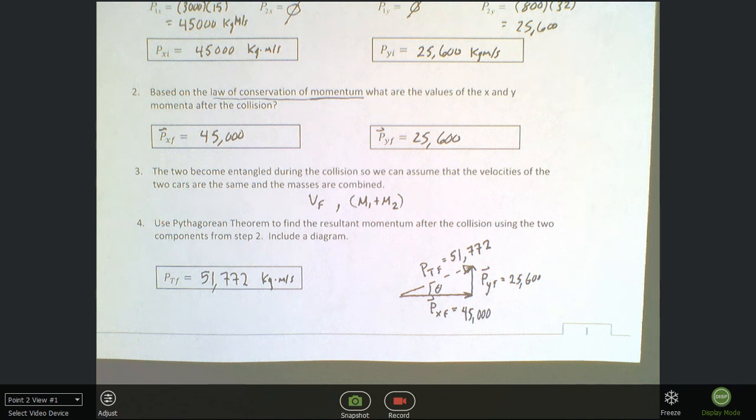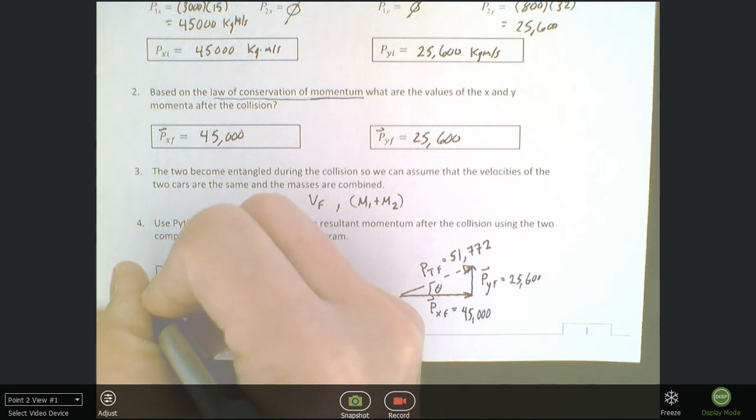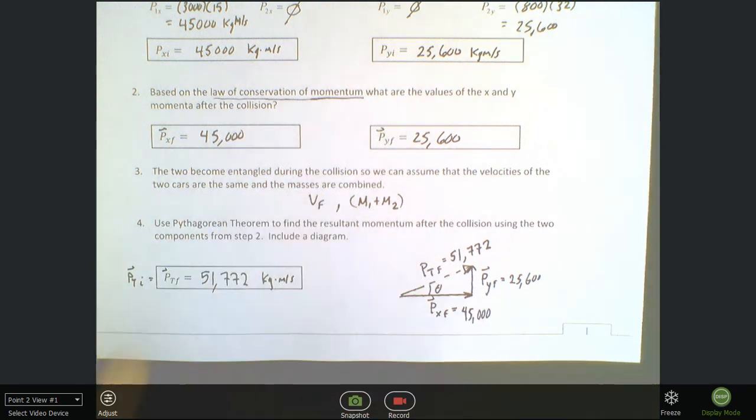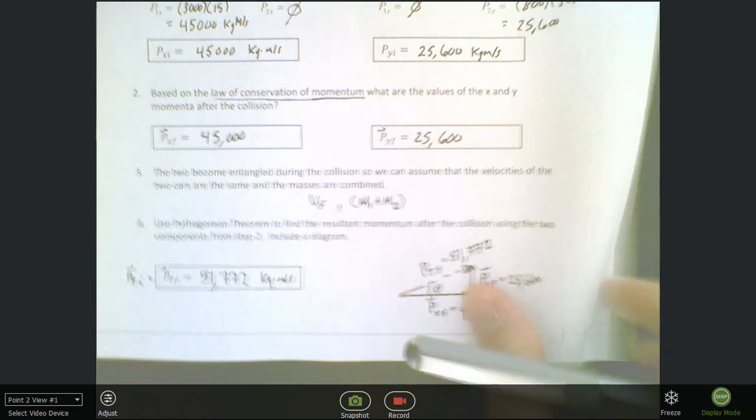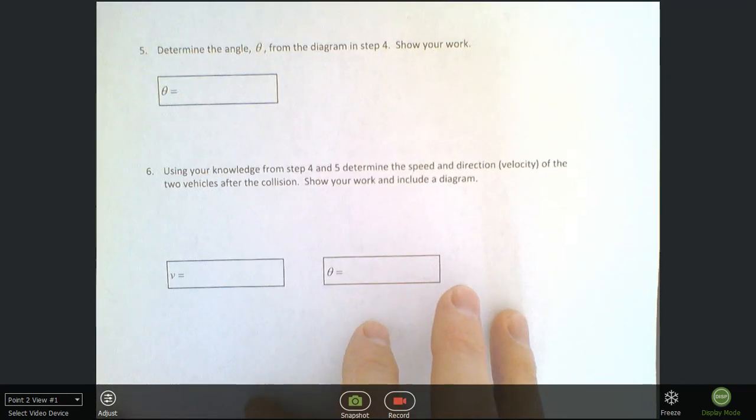And if you recall, that's actually the total initial momentum as well, right? So we know that that is the same thing because conservation of momentum says that they must be the same. All right, so how does that help us? Well, it says determine the angle. So the first one we're going to do is determine the angle theta.